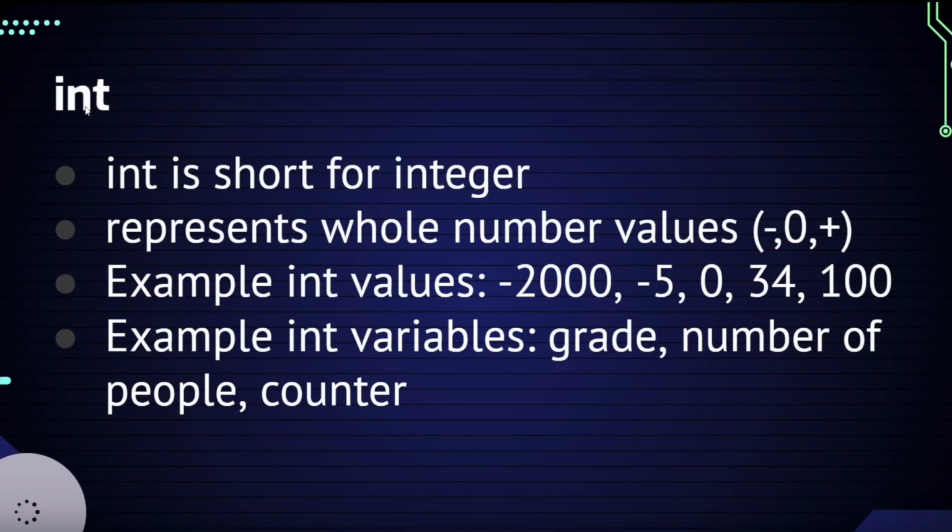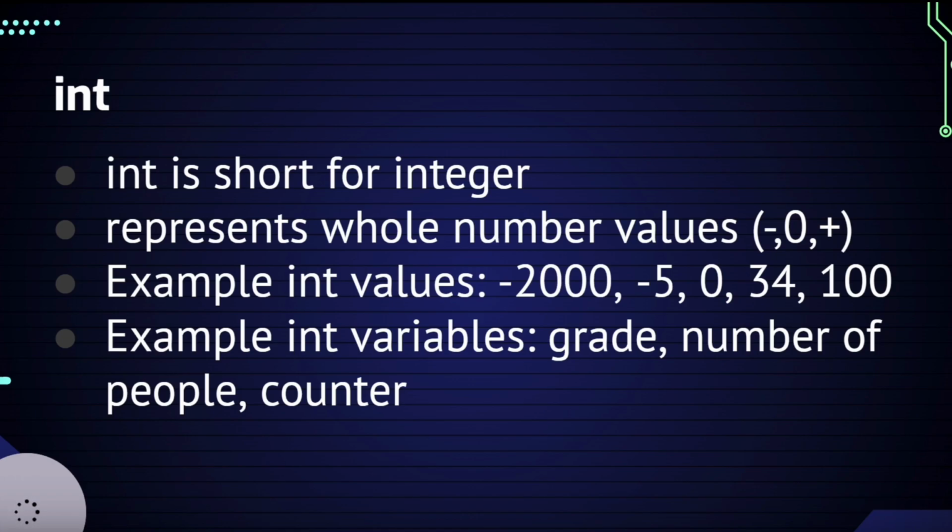So int is short for integer, and it represents whole number values anywhere from negative infinity to positive infinity. Some examples of int values are negative 2000, negative 5, 0, 34, and 100.